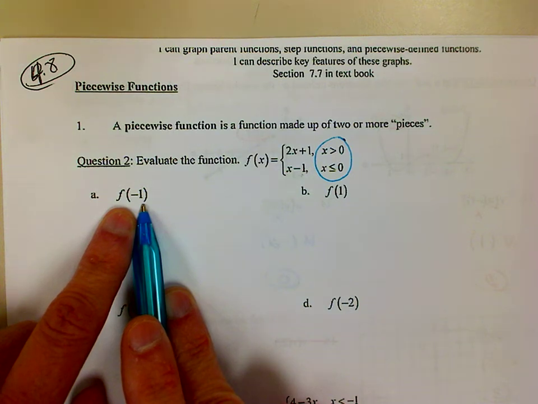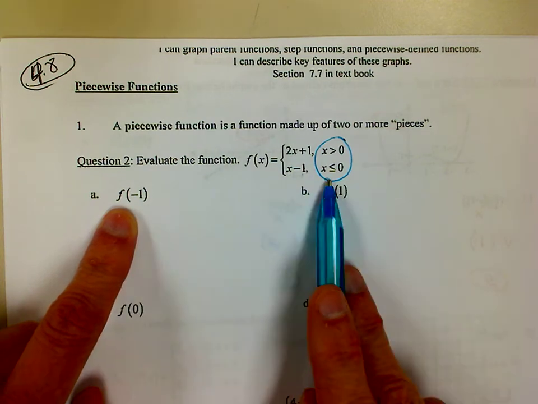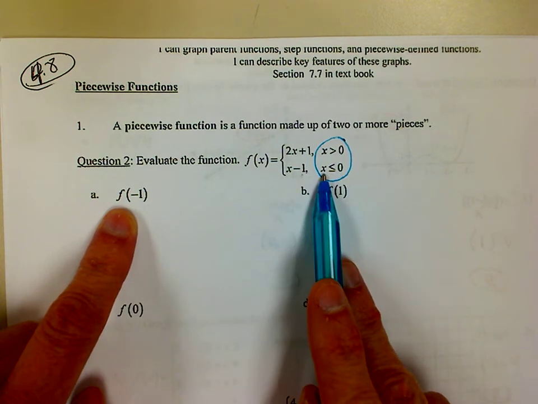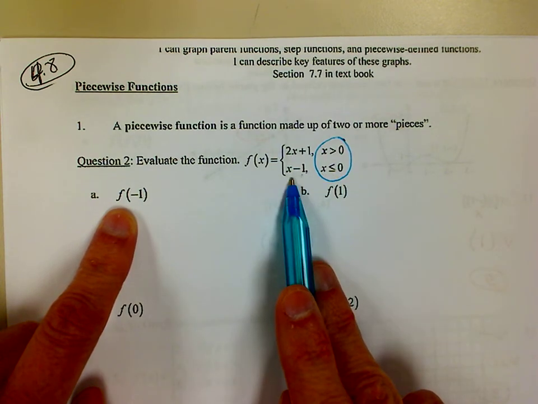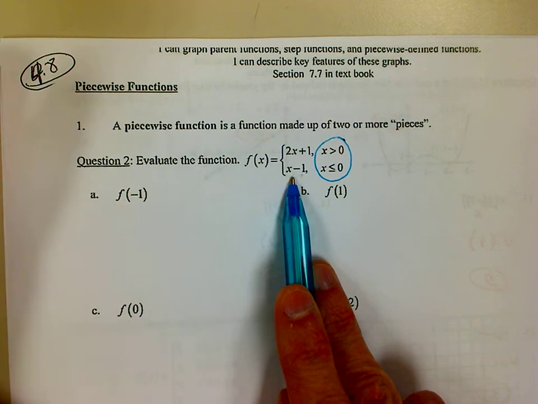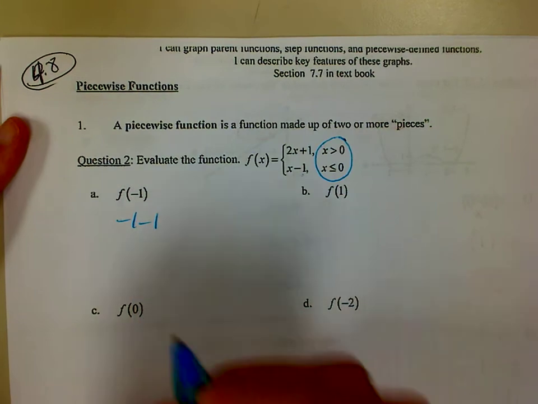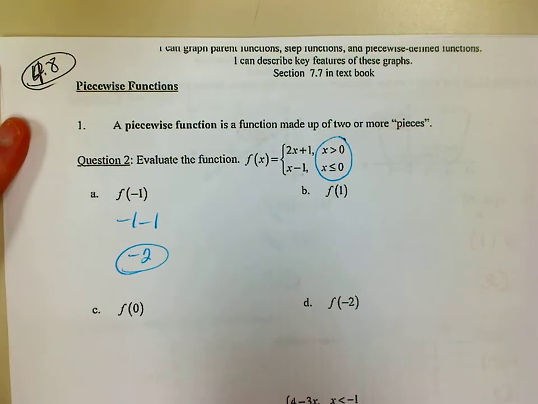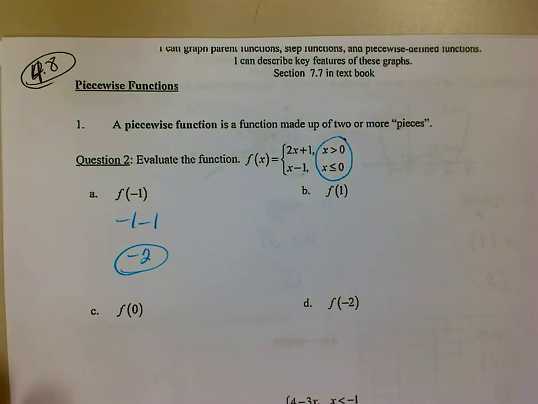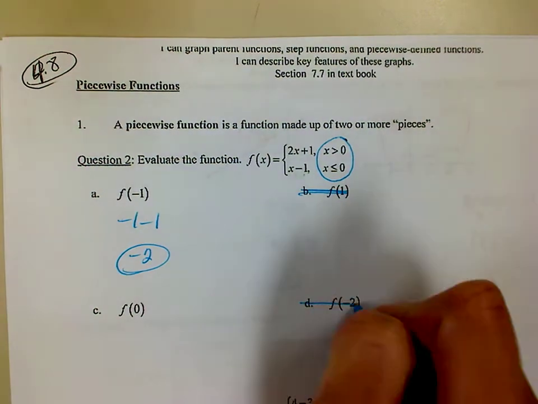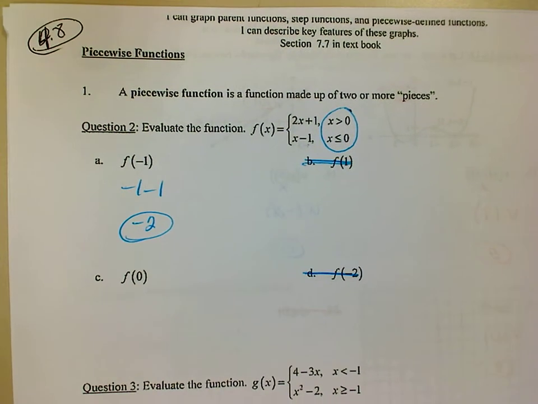So since -1 is less than or equal to 0, you're going to use this bottom equation. So you're going to put -1 in for x. -1 minus 1 is -2, and that's your answer. Let's cross off B and D, let's do C.